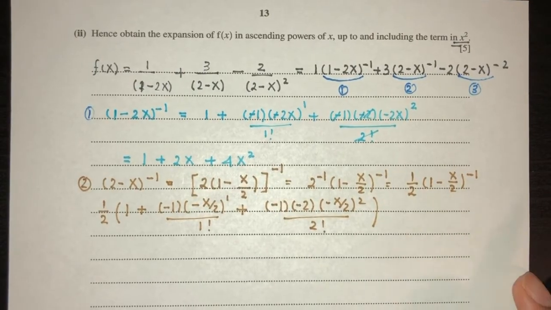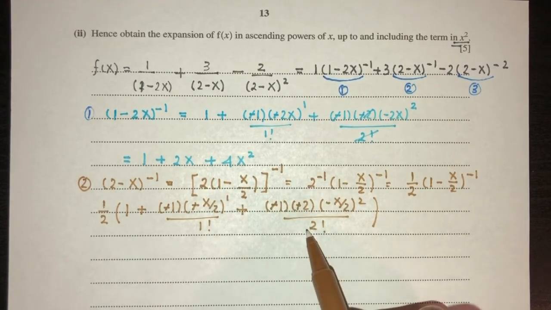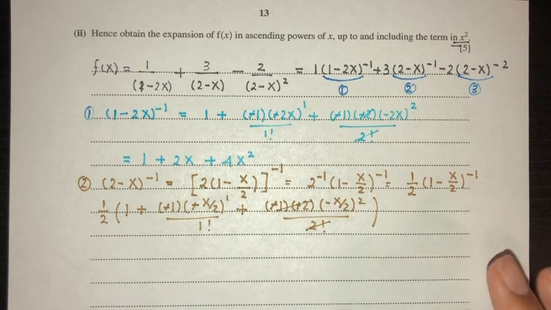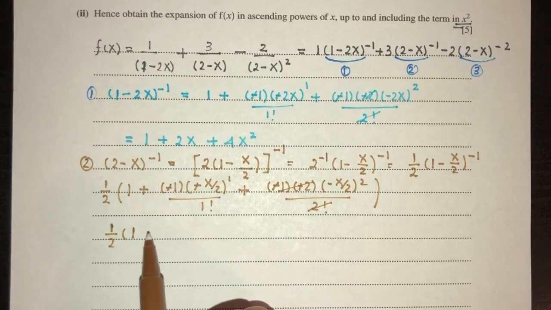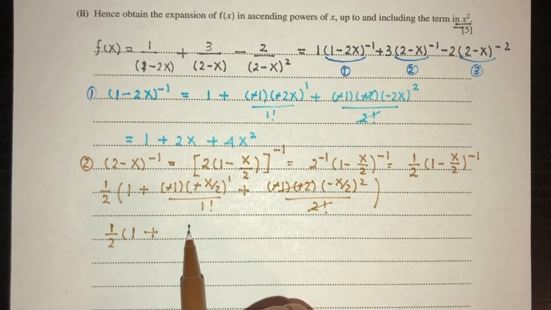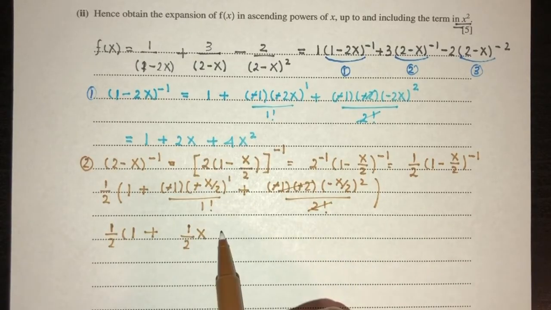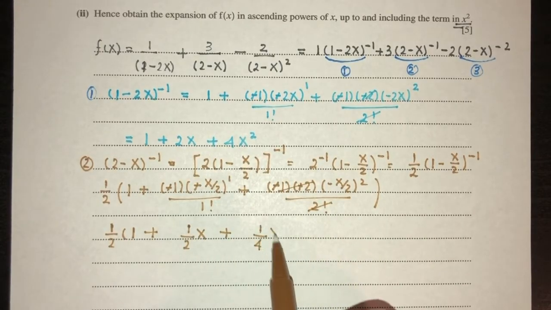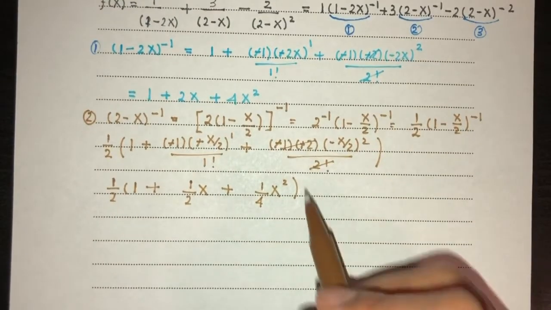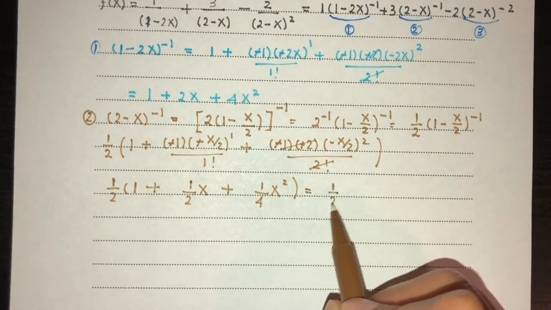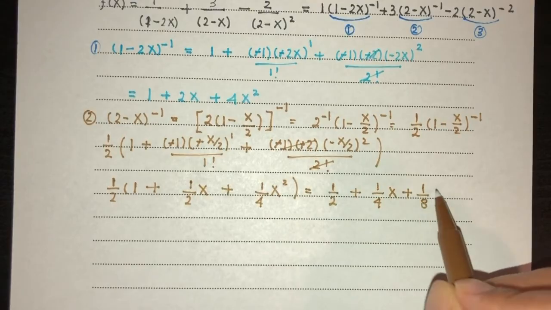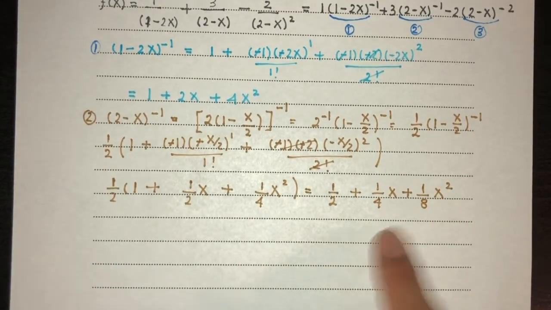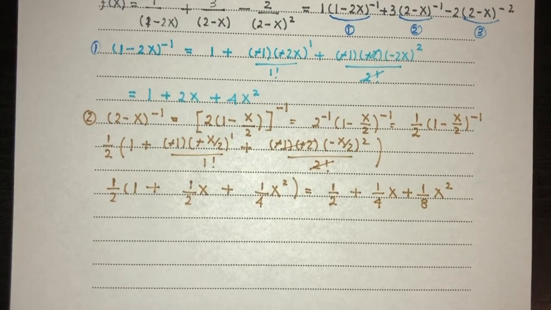So now we just have to simplify step by step. Minus minus become plus. These two become plus, so we have to cancel out those two. Now what else? So here we have half. That is 1. And here we have plus 1 half x. And here we have plus 1 over 4 x squared. And all this we have to expand. You will have half plus 1 over 4x plus 1 over 8 x squared. That is number 2. Now for number 3, the same steps.